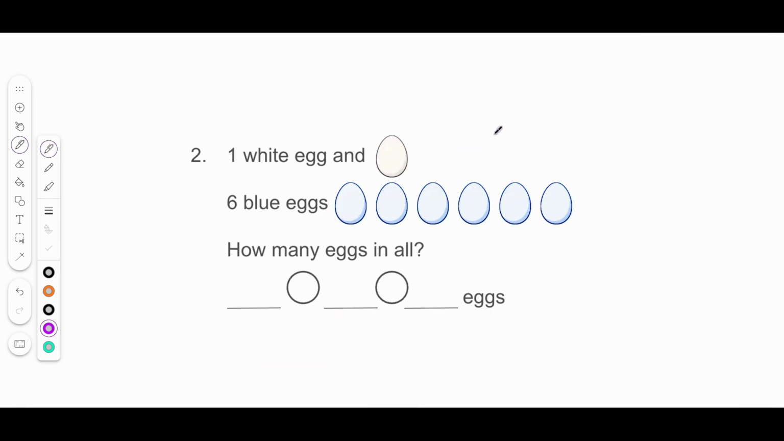All right, number 2 says we have 1 white egg and 6 blue eggs. How many eggs are there in all? This is the first time your student's going to have to recognize what are the parts, what is the whole, and what does an equation look like. The parts in this case are what they've given you, 1 and 6. Those are the parts. And those go on this side of an equation.